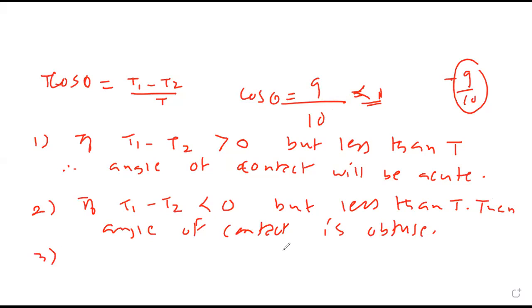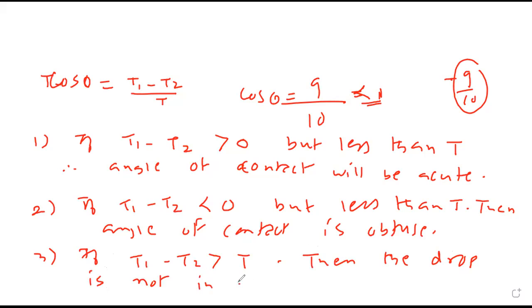But if the numerator is greater than the denominator, what will happen? Is it possible? No, because cos theta cannot be greater than 1, correct? That means the drop will be unstable. Unstable means it will not remain a drop, it will become flat. The drop is not in equilibrium. Copy these 3 conditions.